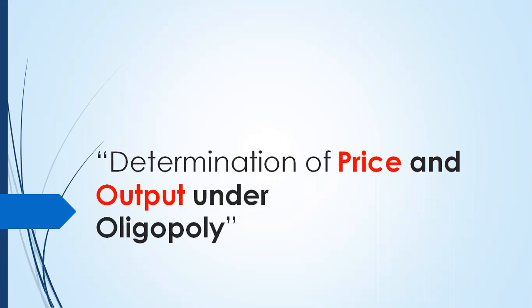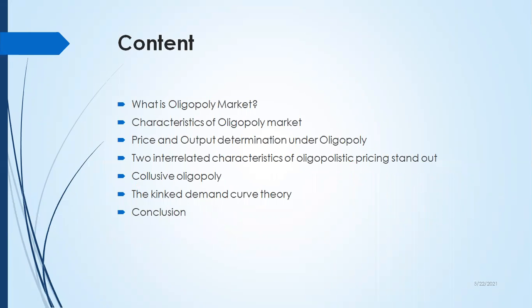Hello. Now I'm going to talk about determination of price and output under oligopoly. Let's look at the topics I'm going to talk about. First, what is an oligopoly market and the characteristics of an oligopoly market, price and output determination under oligopoly, two interrelated characteristics of oligopolistic pricing, standout, collusive oligopoly, the kinked demand curve theory, and finally the conclusion. So let's move.